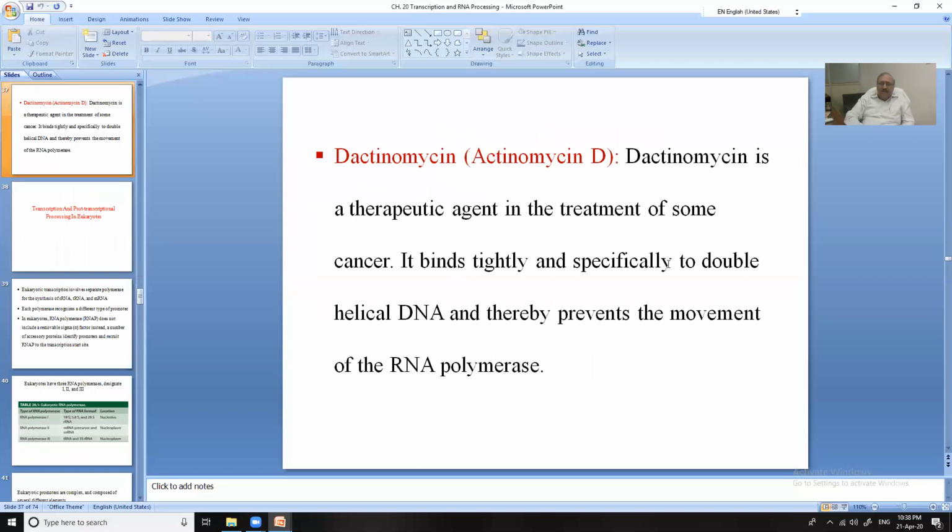Dactinomycin, we also call it actinomycin D. It is a therapeutic agent in the treatment of some cancers. Okay, it binds tightly and specifically to double helical DNA and thereby prevents the movement of the RNA polymerase.